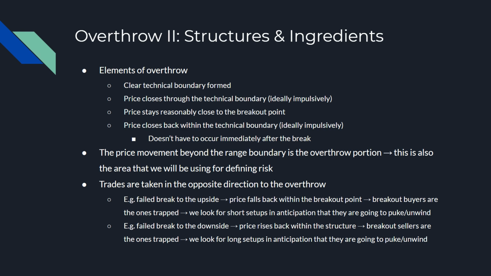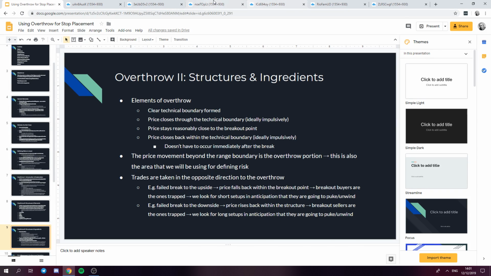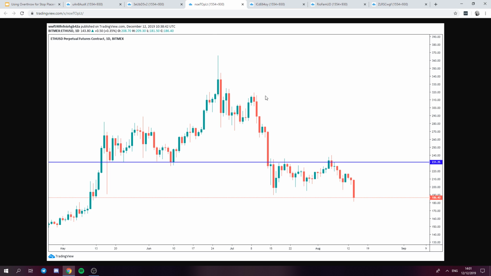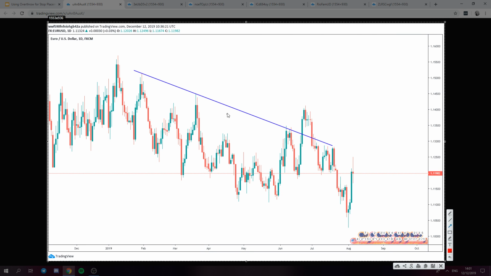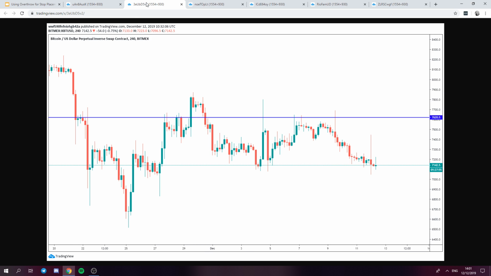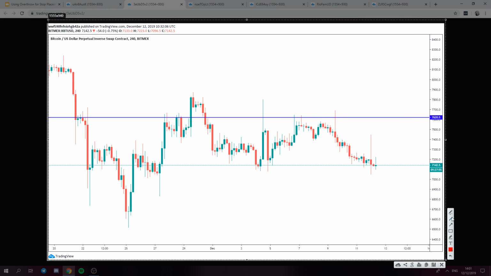And as we mentioned and highlighted in our examples, the price movement beyond the range boundary is the overthrow portion. And this is also the area that we'll be using for defining risk. So in our EURUSD example, I'm just going to go over it again very quickly. This is the boundary. What's the bit of price action that took place above it before dropping back in? It was obviously this, right? Same for Bitcoin. What is the boundary? Well, the boundary is the range, the resistance. What's the price action that went above it only to dip back below? Well, it's here. So this is the overthrow portion.